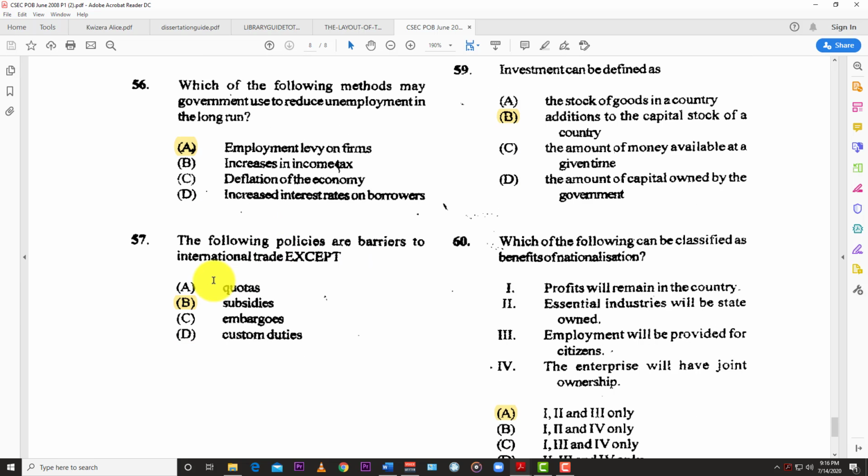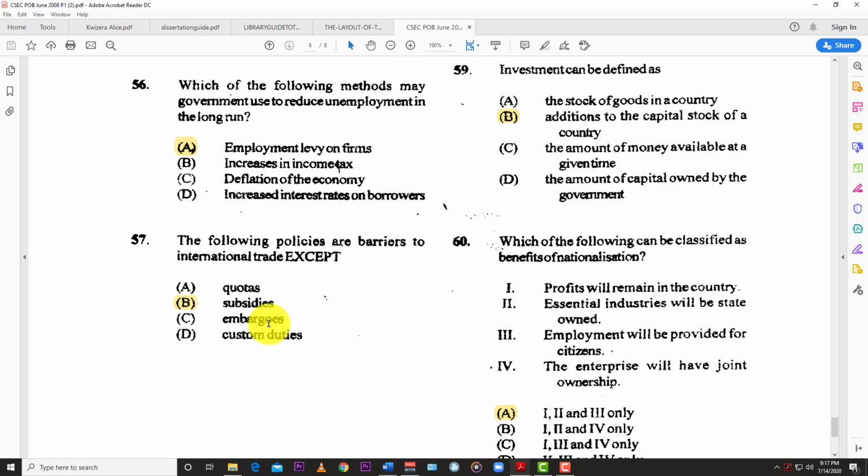57. The following policies are barriers to international trade except. And so the best answer here is B, subsidies. Subsidies are not a restriction on trade. Of course, you look at quotas. That's where you can only bring in X amount from overseas. You have embargoes. That means you cannot trade at all with certain countries like Cuba, America and Cuba.